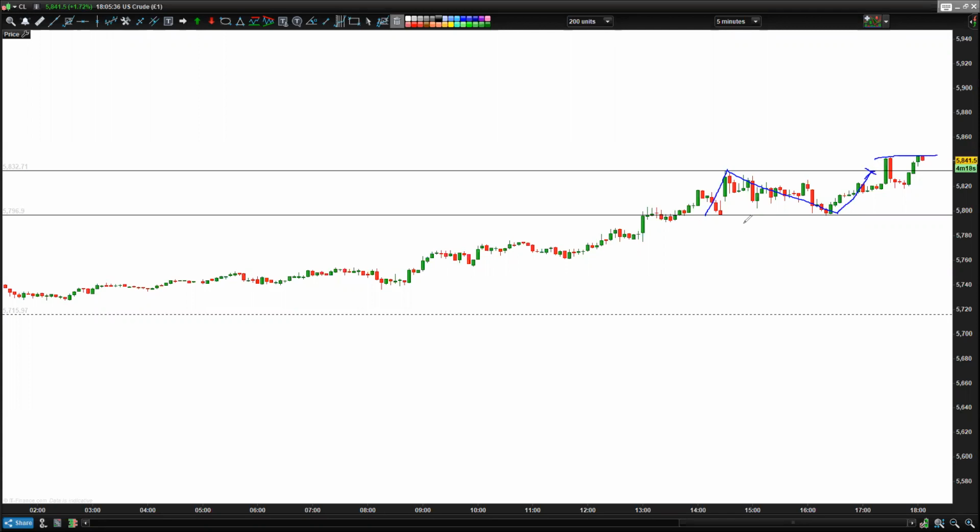So it's a very, very simple setup. The only slight downside is it's taken 2.5 hours to set up. If you notice how it's literally on the point, to the pip, on that pre-data level. So that's very, very common. When it ran up here, I actually trailed my stop up. So I got stopped out. I took the profit about there.